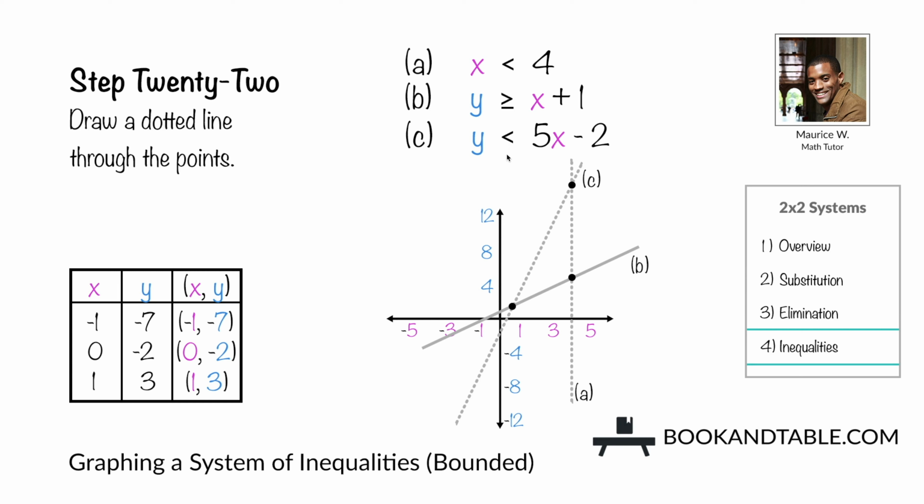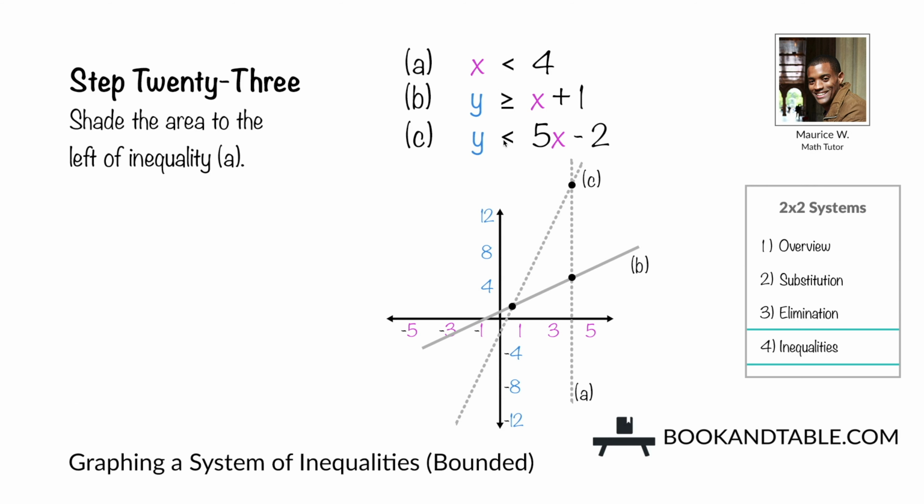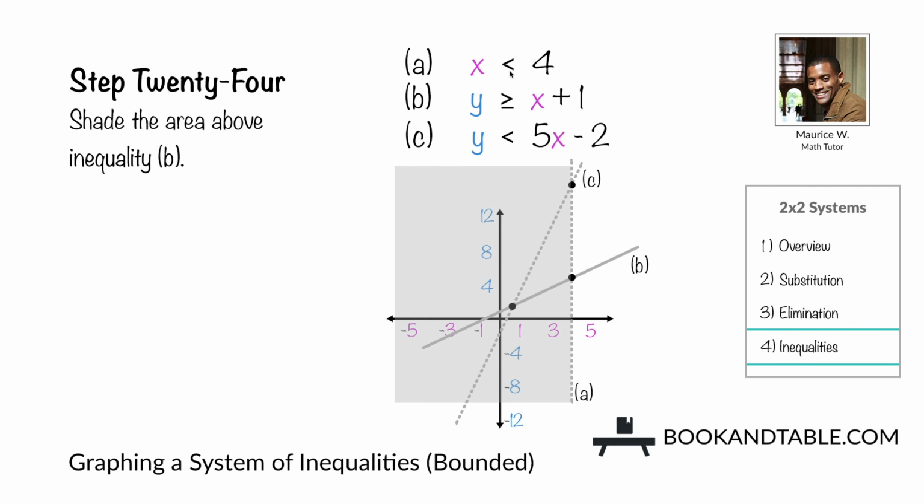And now we can shade the areas for each respective inequality. So step 23, shade the area to the left of inequality A. So inequality A is here. We shade the area to the left of it since we have less than. And now for B, step 24, shade the area above inequality B. So we go to B, it's greater than, so the solutions will be above this line. So we shade the points above that line. It'll continue in this direction.